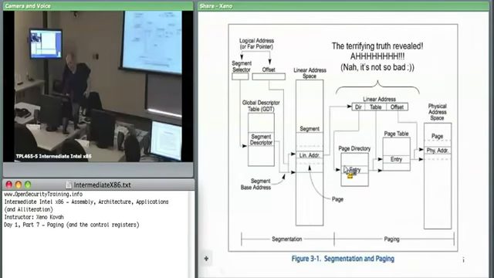This page directory right here, CR3 register is always pointing at the start of that table, so that when the hardware is trying to take this top chunk and treat that as an index into the table, hardware needs to know where the table is. OS puts it somewhere and then sets CR3 so that it points at that somewhere.